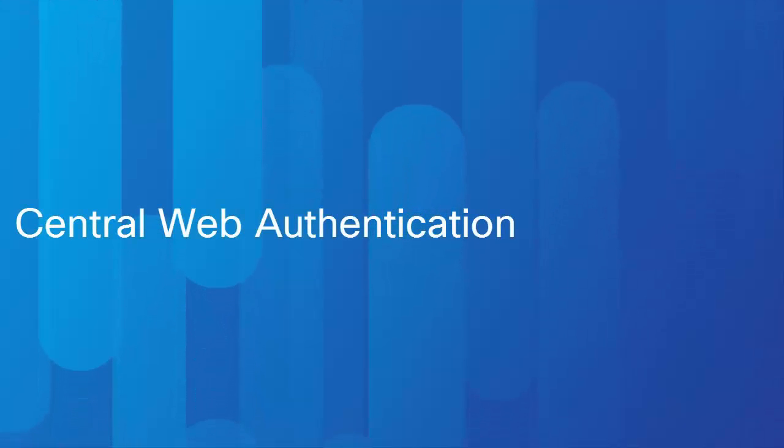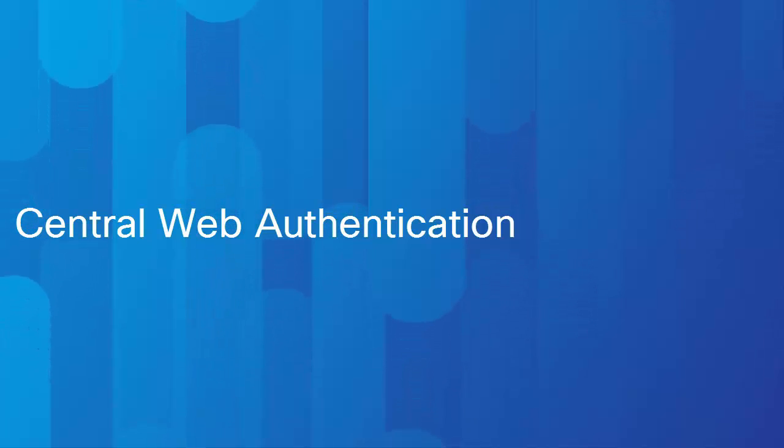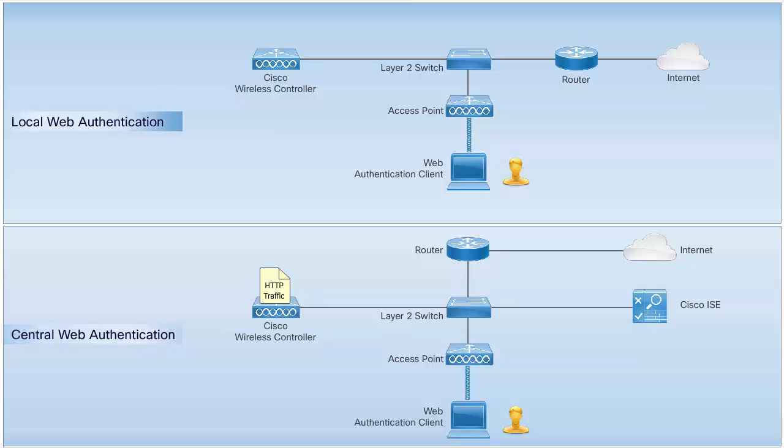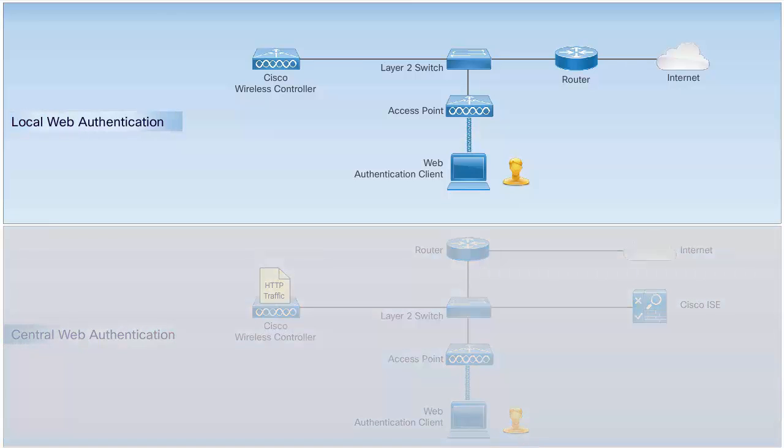This video explains the flow of information during central web authentication of a WLAN client. Web authentication can be performed in multiple ways on Cisco WLC. In local web authentication, authentication occurs on Cisco WLC either with a local database or an external database.